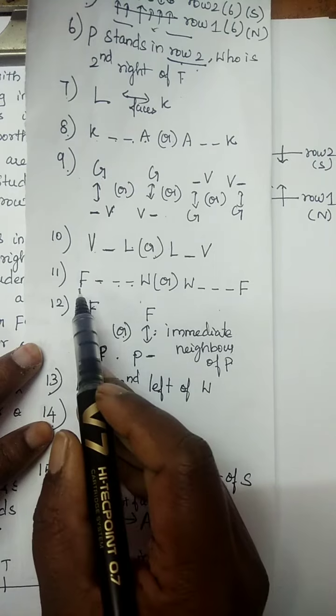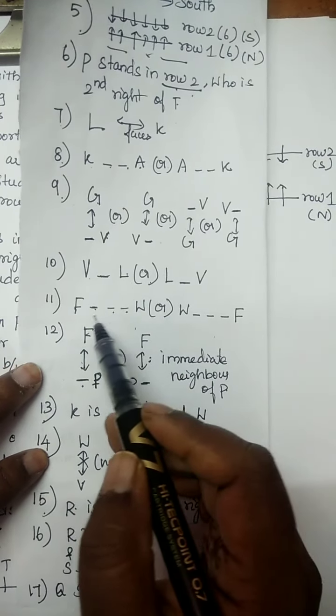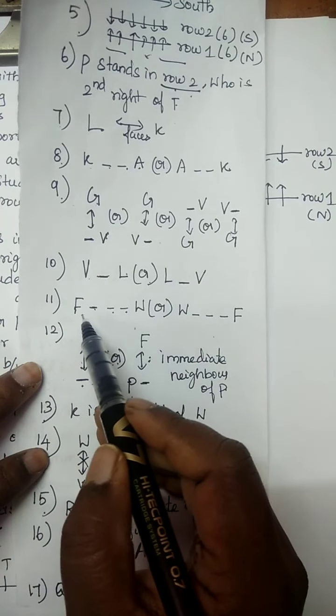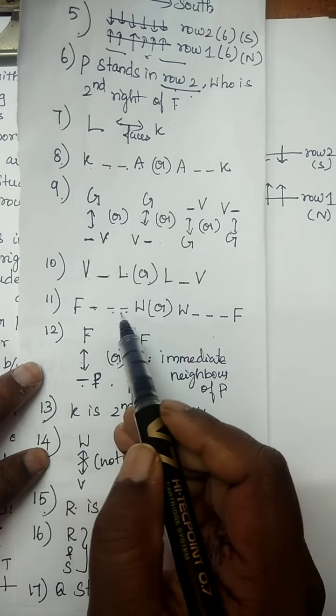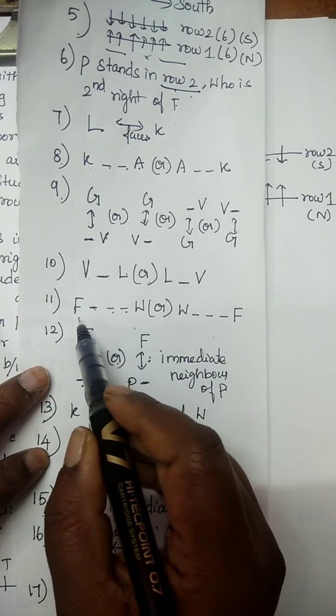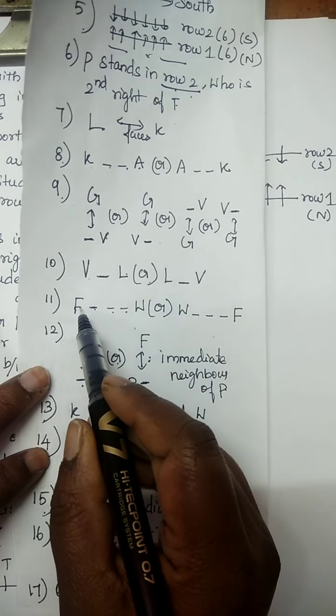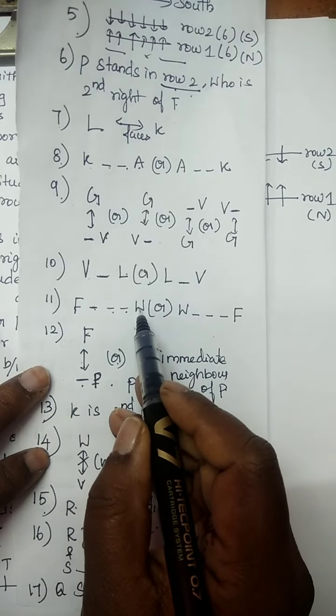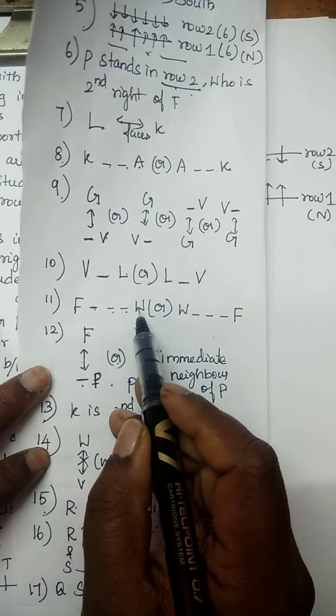Then compare this F with other points. F, here see here, F. There are 3 persons between F and W. F is at row 1, we know. Therefore, here we conclude W is also at row 1.